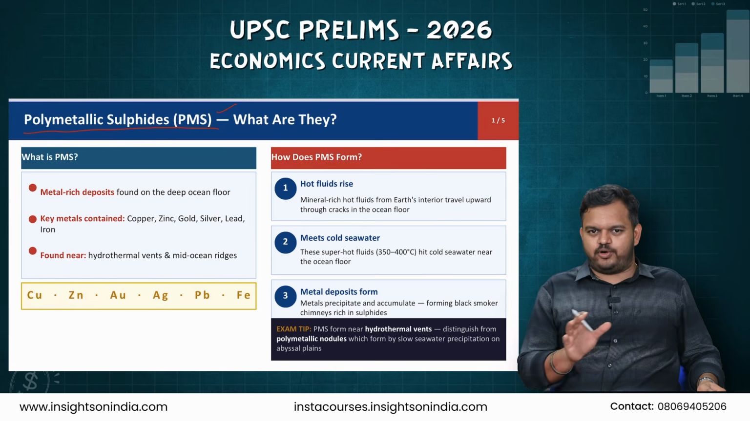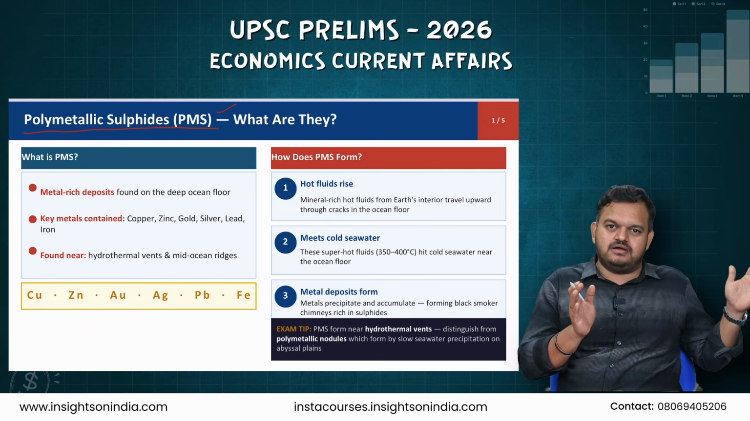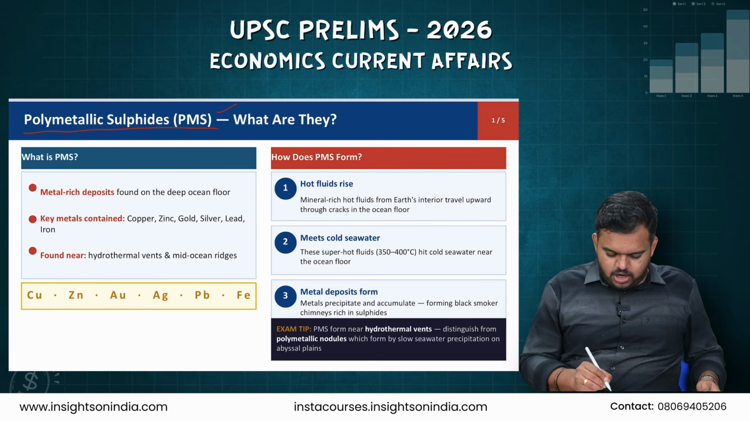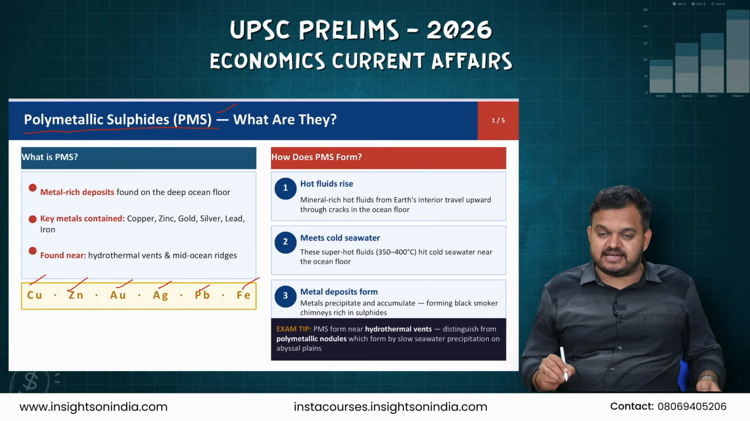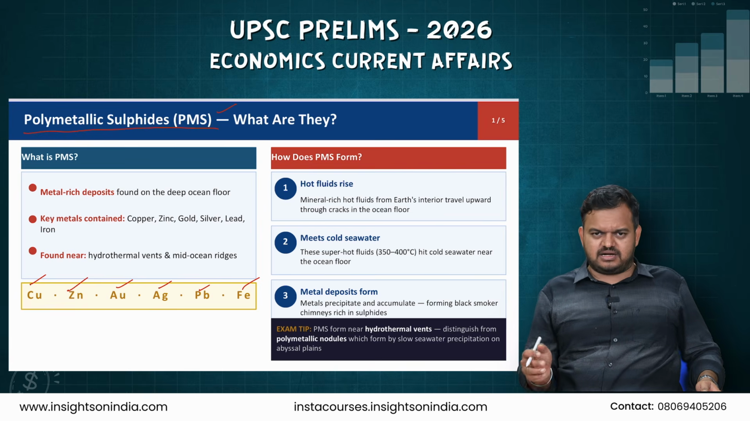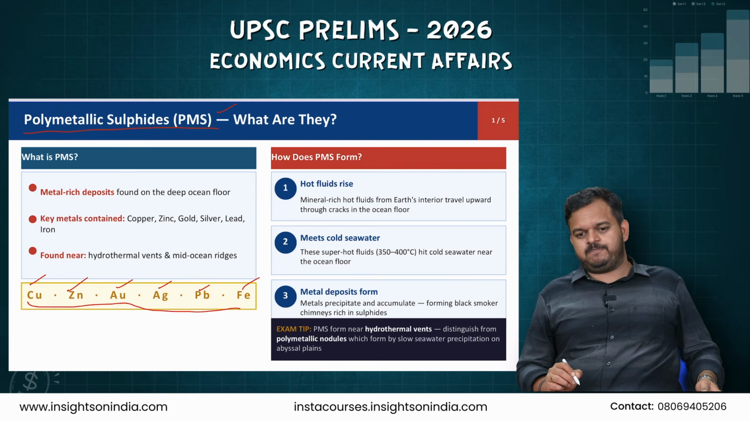Polymetallic sulphides are kind of deposits which contain various minerals in the form of sulphides. What are those minerals? Copper, zinc, gold, silver, lead and iron. I don't think you should remember all this. Just have a glance at them. Again, they are not rare earth elements or such. I will talk about what rare earth elements are. Just remember there are certain deposits of sulphide form which contain these minerals.